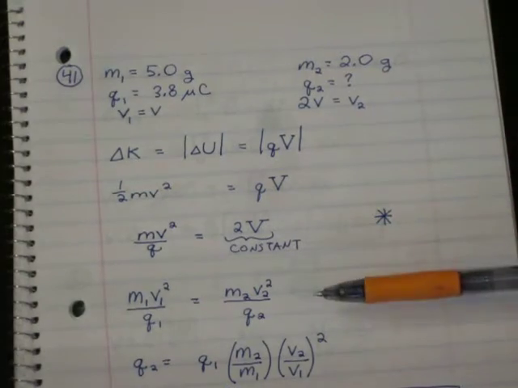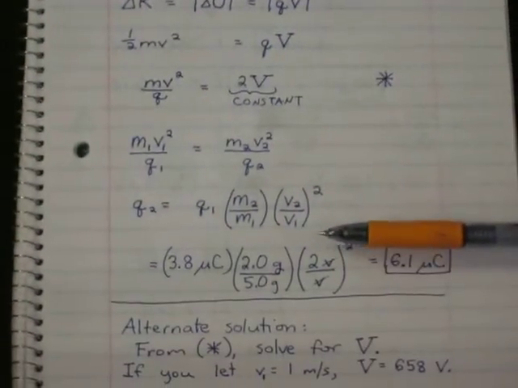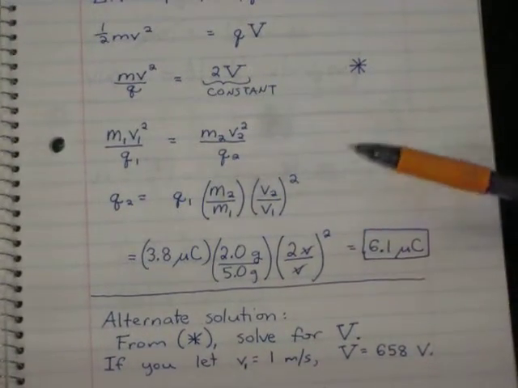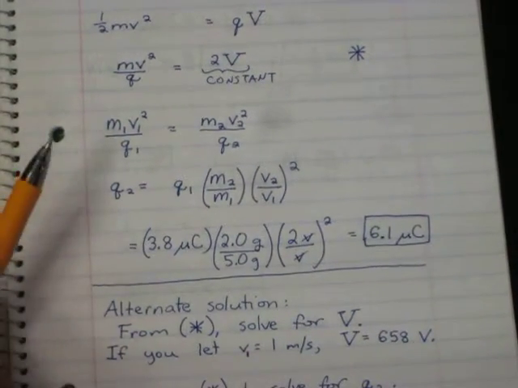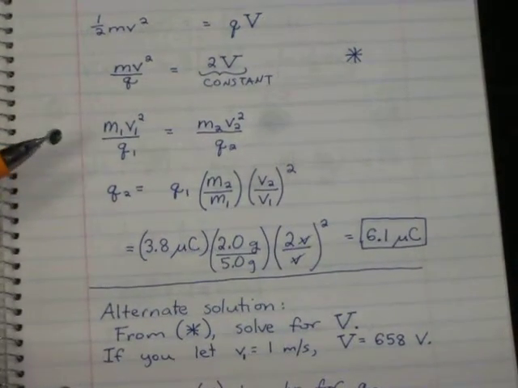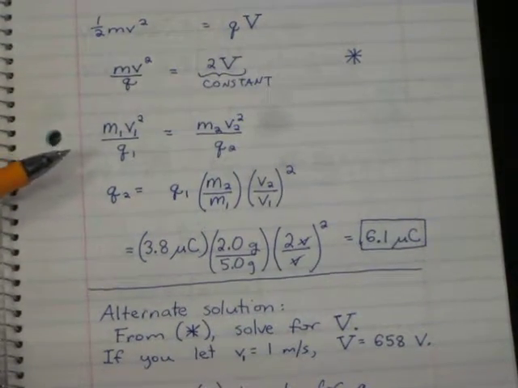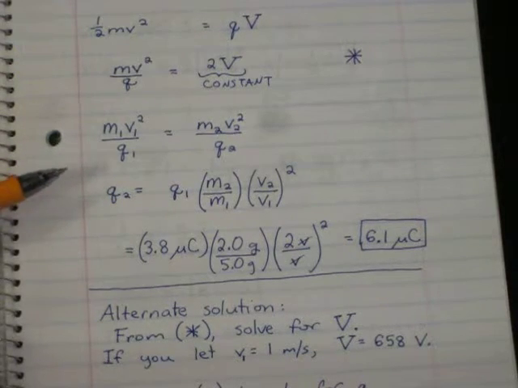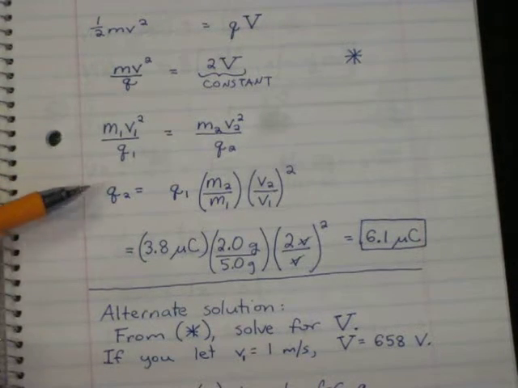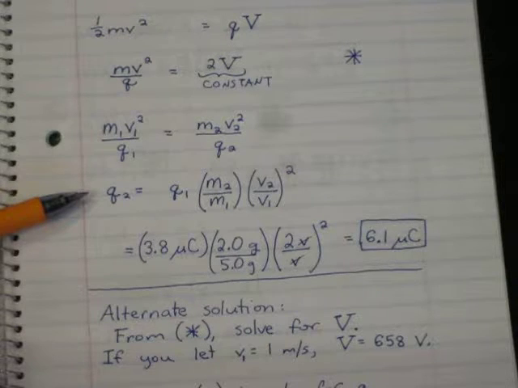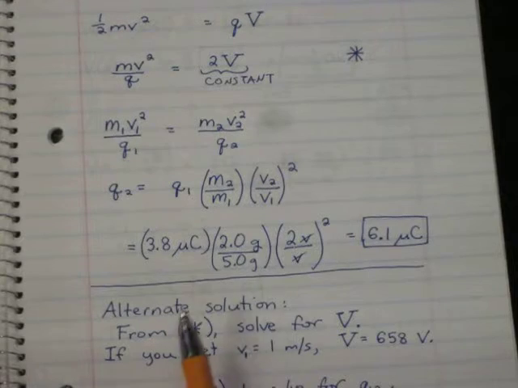With that in mind, I can then ignore whatever that constant is and just say m1 v1 squared q1 equals m2 v2 squared q2 and solve for whatever it is I want to solve for, in this case the charge of particle 2. So we get q2 equals q1 times the ratio of the masses m2 over m1 times the ratio of the speeds v2 over v1 squared.